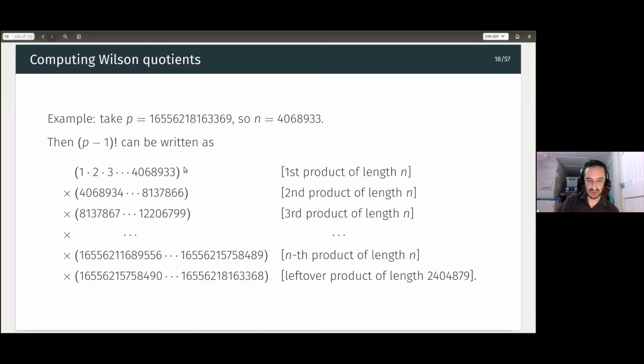So here's an example with P being that crazy prime I showed you before, which is about 16 trillion. So n is the square root, which is about 4 million. So I can split up this product into groups of n terms. The first product will be the first n integers, 1 up to n, and then the next product will be the next n integers. And I keep going like this in blocks of n. So I get n groups of n integers, and then I have these leftover terms at the end. And it turns out to be about 2.5 million, so certainly less than n.